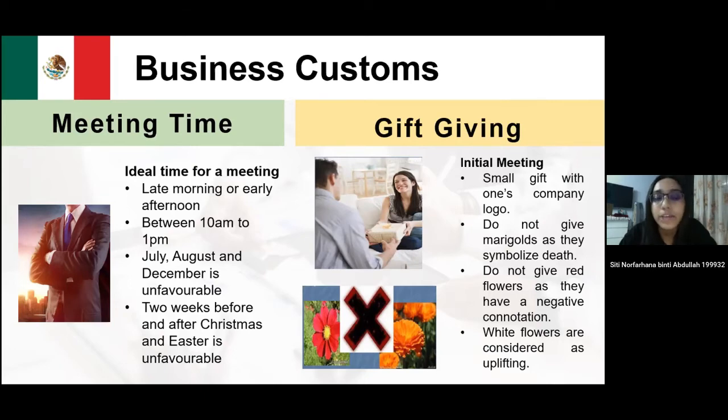As for the business custom in gift giving, at an initial meeting a small gift with the company logo is appropriate. Do not give marigolds, as they have a symbolic meaning in Mexico, and do not give any red flowers as they have negative connotations, while white flowers are considered uplifting, surprisingly.